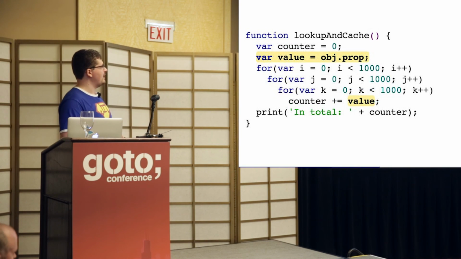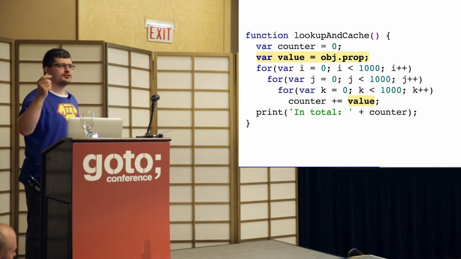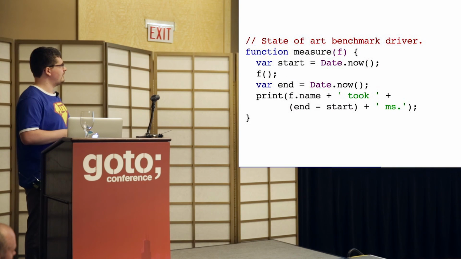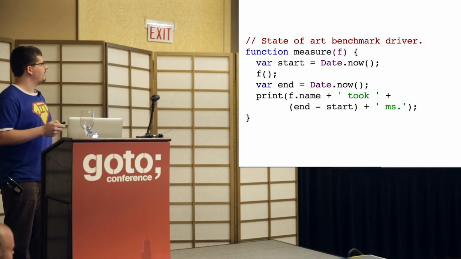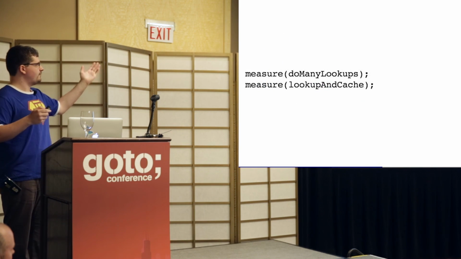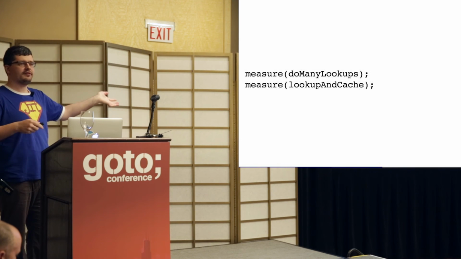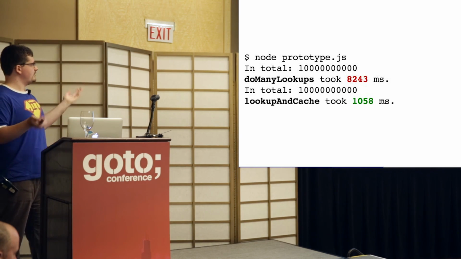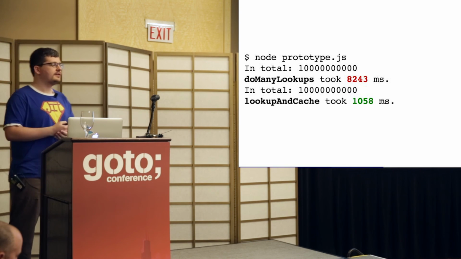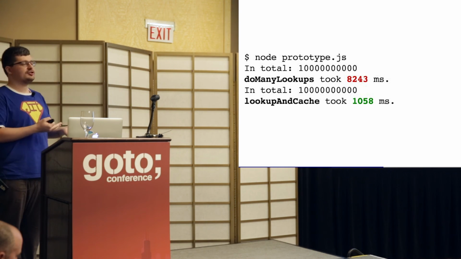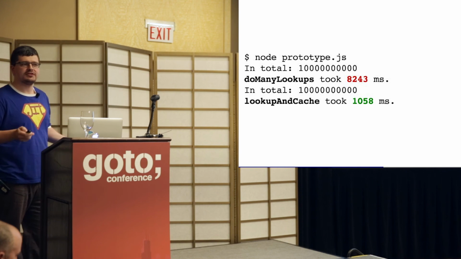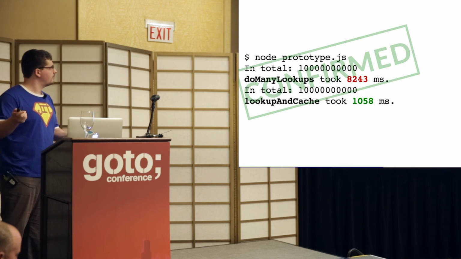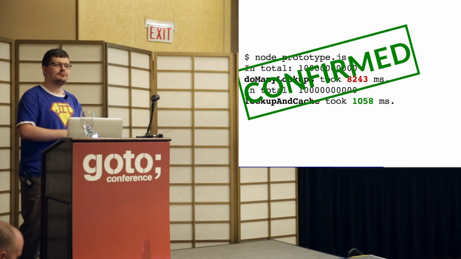And then we hoist manually the property access, and then we pit these two versions together using our state-of-the-art benchmark driver here. We measure the first one, which does lookup on each iteration, and then we measure the second one, which caches it outside of the loop. And we see that doing many lookups is 8 times slower than caching it. Seems reasonable, right? That means we confirmed what we thought. The prototype chains are slow.